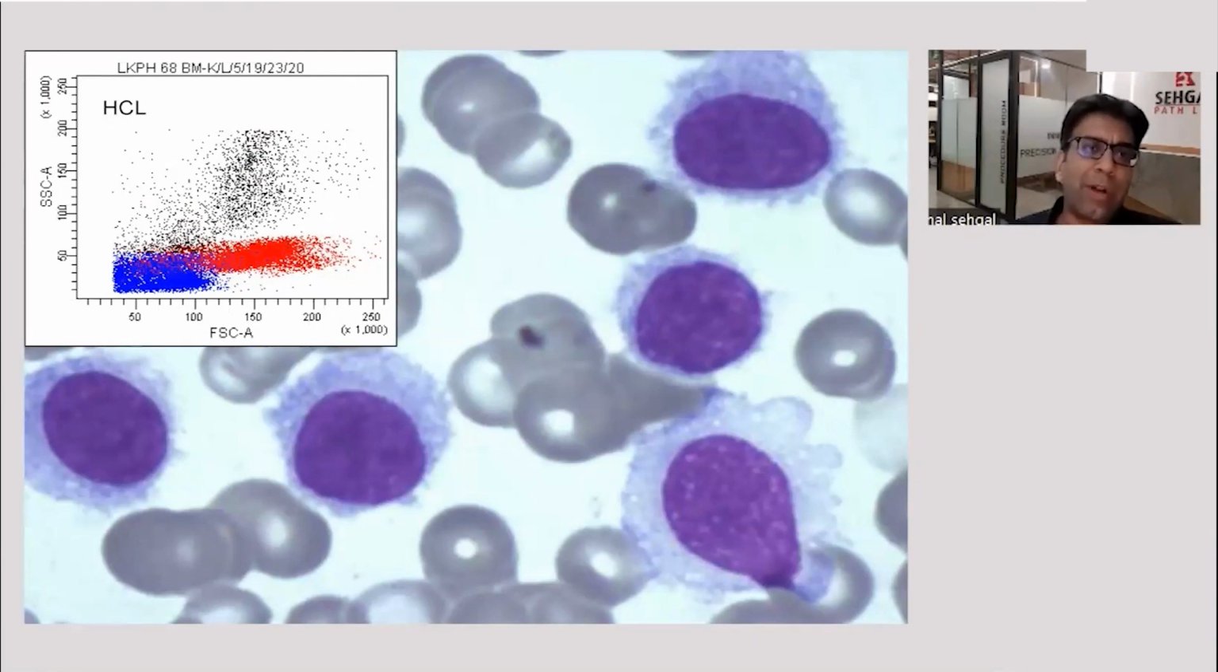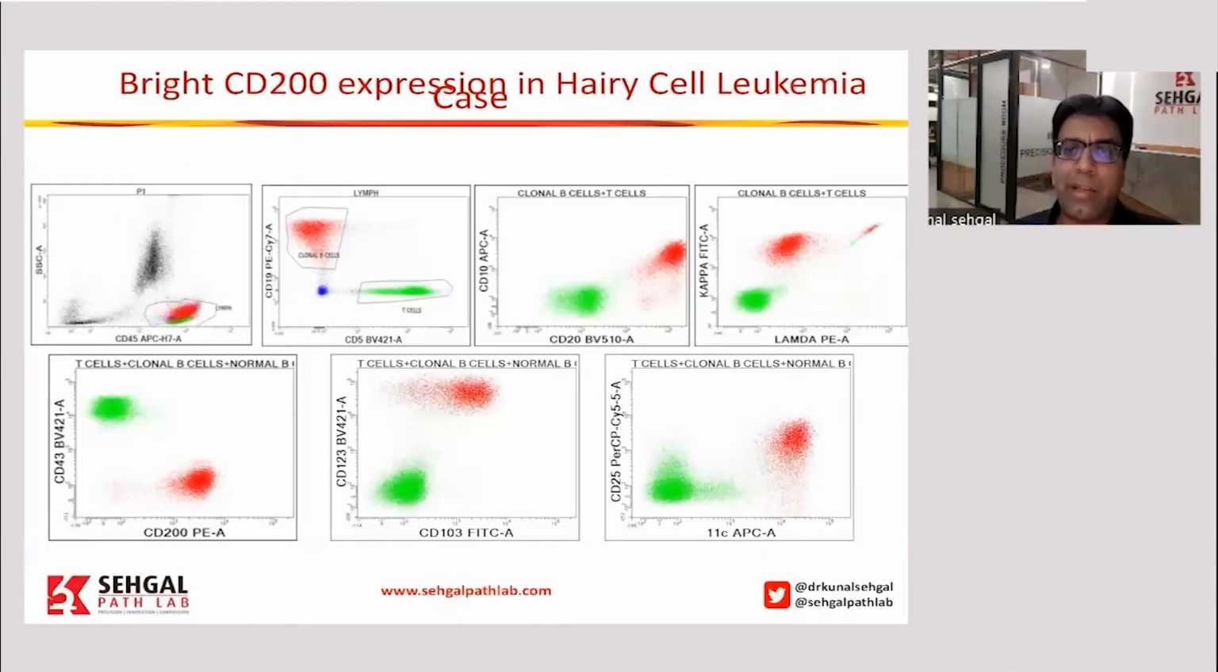You see, again, compared to the green cells on the CD45, the red cells have a slightly higher scatter, which means a little larger in size and a little more scatter. Now, this case also expresses CD10, has a bright kappa, bright CD20, a very bright CD20 expression compared to normal, and has a very bright homogeneous CD200 with absence of CD43.